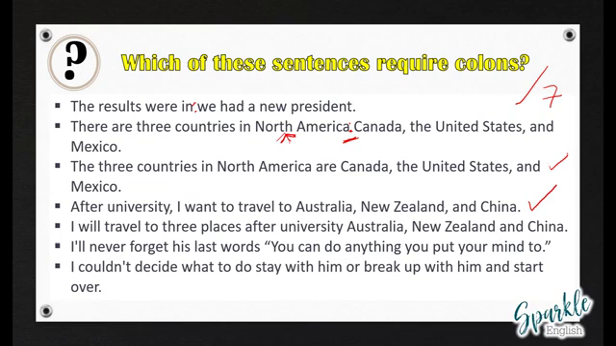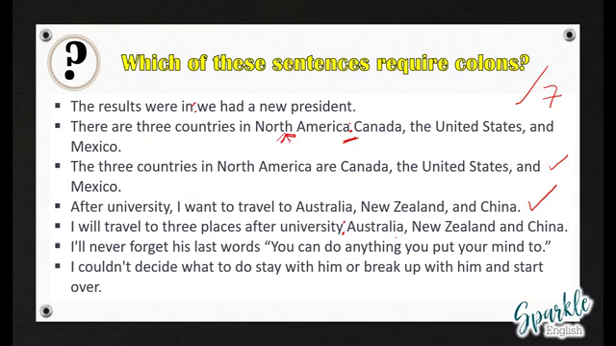What about this next one? I will travel to 3 places after university. Here we put a colon. Australia, New Zealand, and China. Again, remember that this colon here works like an arrow, pointing and saying, "which are the following." So I will travel to 3 places after university, which are the following: Australia, New Zealand, and China. This colon connects these 2 clauses.